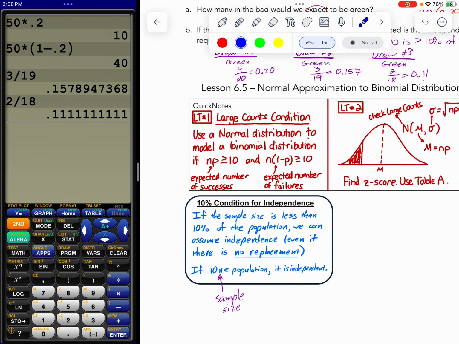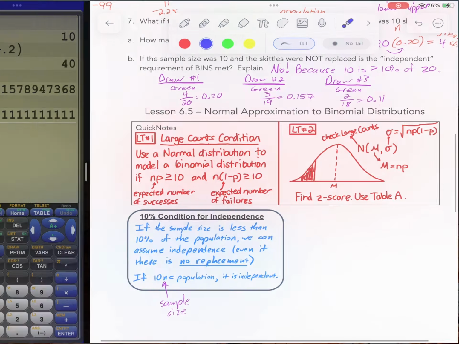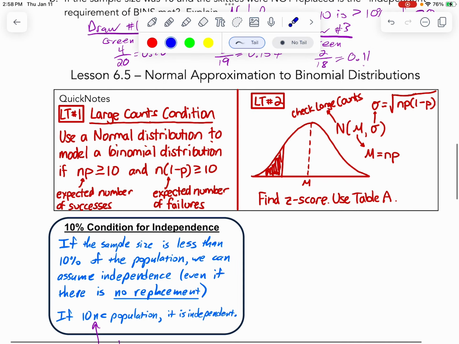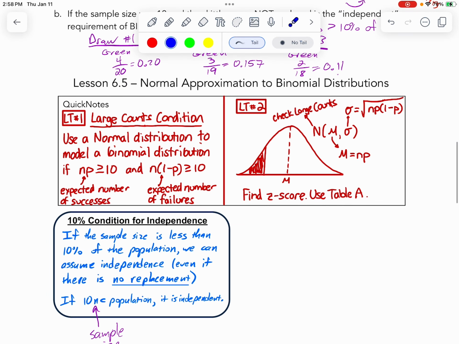Okay. Quick notes. Large counts, I addressed higher up. If the sample size guarantees that you should expect 10 successes and expect 10 failures, then you can use a normal distribution. And this is important: it is what you expect. It's not what actually happened in the collection process. It's what you expect to happen.